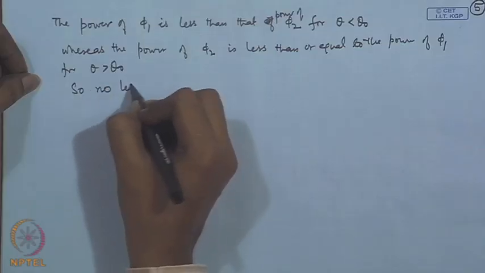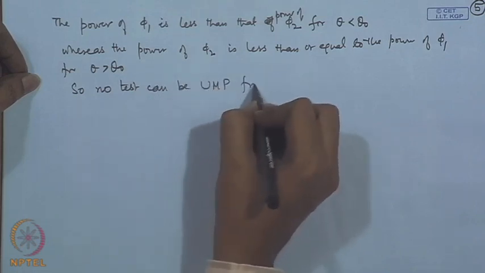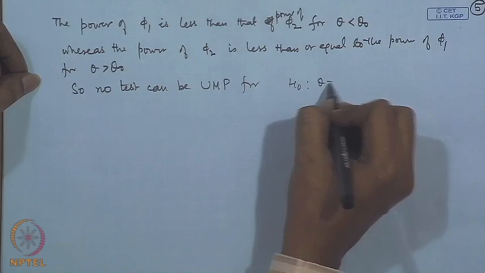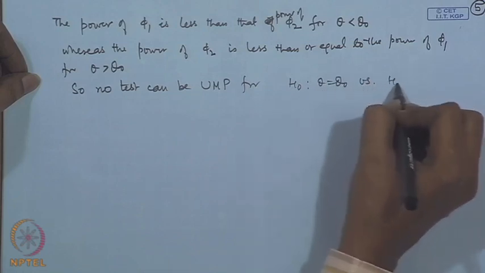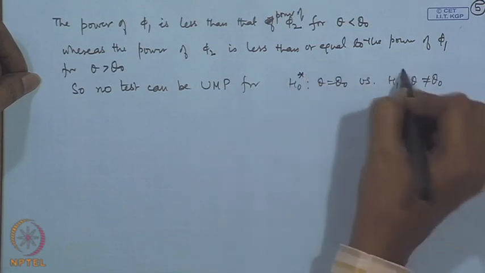That means, phi 1 is UMP for theta less than or equal to theta naught. So, for theta greater than or equal to theta naught, phi 2 is UMP. So, this one is having power less than that, and similarly the other way around. So, naturally no test is UMP. So, no test can be UMP for H naught: theta equal to theta naught against H 1: theta not equal to theta naught. Let me call it a star here.